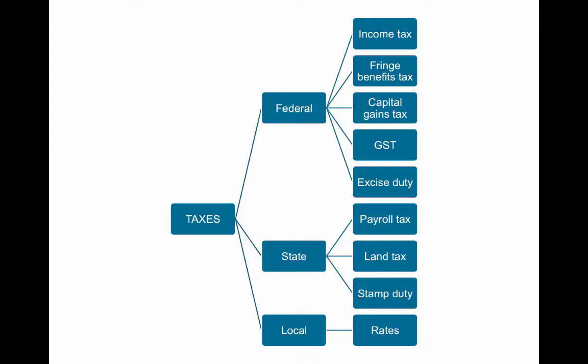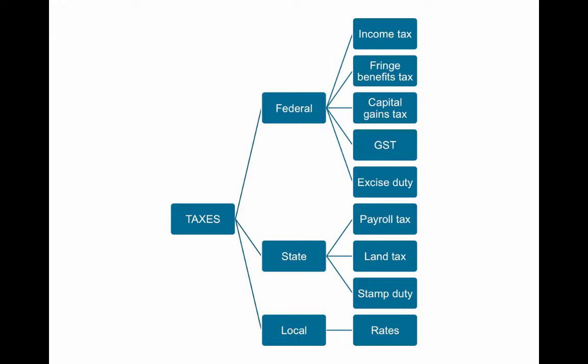Paying tax. There are many different types of tax that are payable by a business. In this short video, we will present a brief overview of each of these different types of tax. Some taxes are payable to the federal government, some are payable to the state government, and some are payable to the local government. Taxes payable to the federal government include income tax, fringe benefits tax, capital gains tax, goods and services tax, and excise duty.